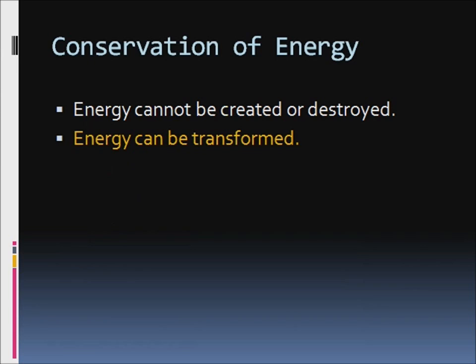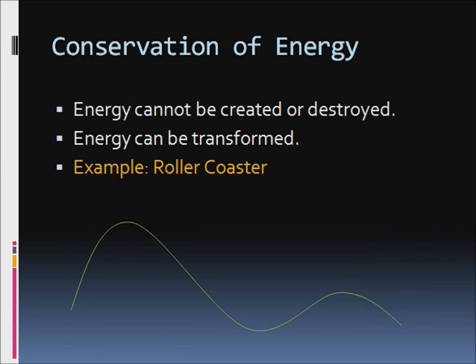It loses that height and gains velocity. When it gets to the bottom of the hill, it's all kinetic energy. It doesn't have potential energy anymore, but it's going at its fastest speed. As it goes up the next smaller hill, it has some potential energy due to gravity and some kinetic energy, and so on and so on.